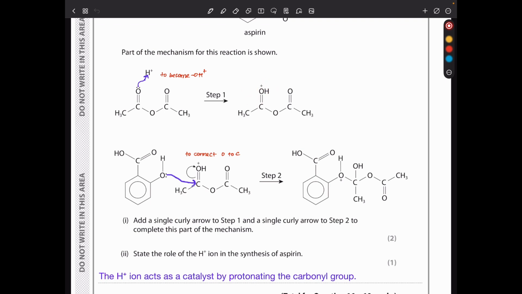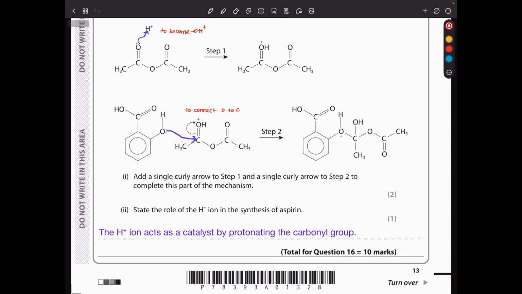And then in the next, we see a connection between oxygen and carbon, as we can see here with a positive charge. It means the oxygen is making a connection to this carbon, and so this lone pair is going to be given to the carbon. So this is my next curly arrow, and we create the product.